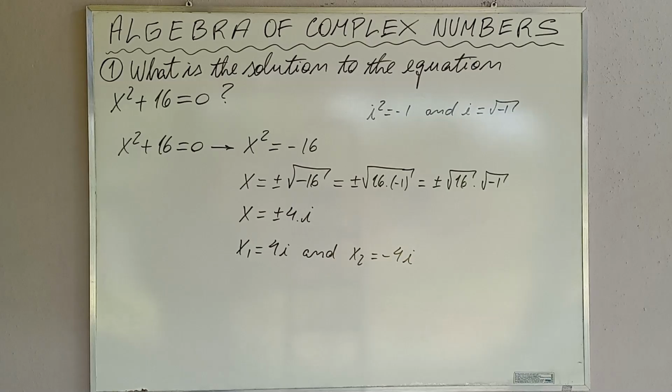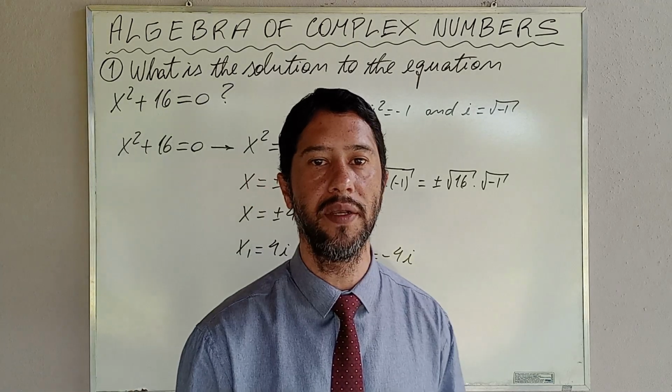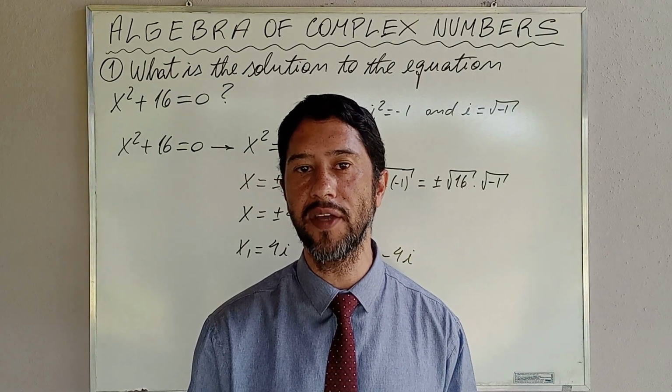This equation has no solution in the set of real numbers, but it admits two solutions in the set of complex numbers. x1 equal to 4i and x2 equal to negative 4i are purely imaginary numbers, since the real parts are 0. And it is all for the debate of exercise number 1. Let's go to the next.